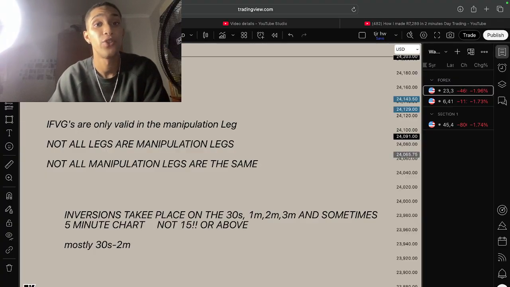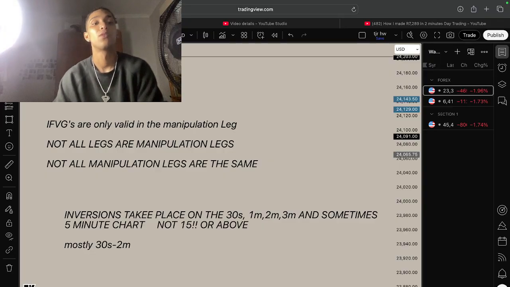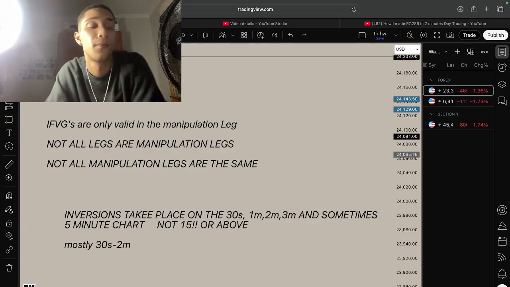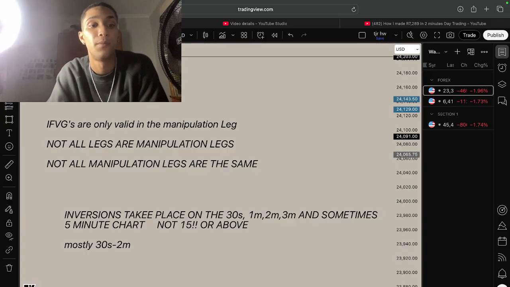Not all IFVGs are created the same. Not all IFVGs are only valid in the manipulation leg, and not all manipulation legs are created the same. So, one more time, not all legs are manipulation legs, not all manipulation legs are created the same, and IFVGs are only valid in manipulation legs. So, what does this mean? First things first, IFVGs are only valid in the manipulation leg.